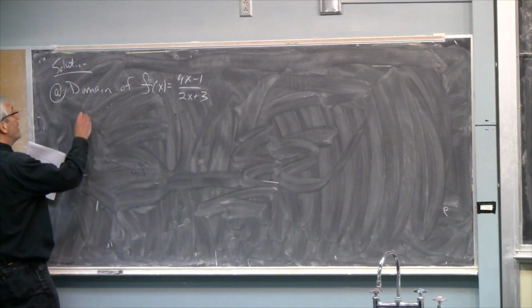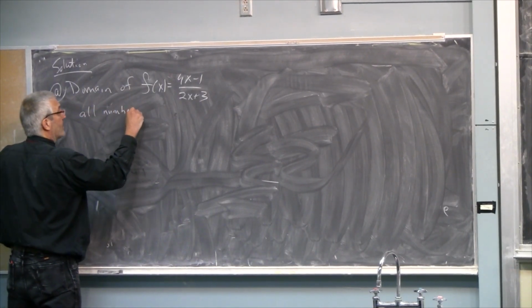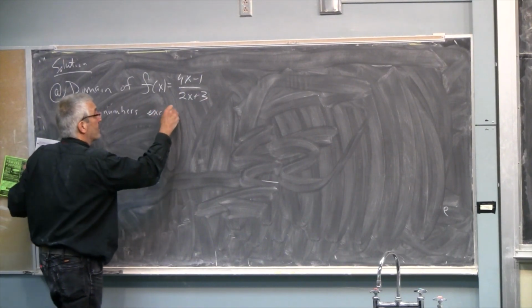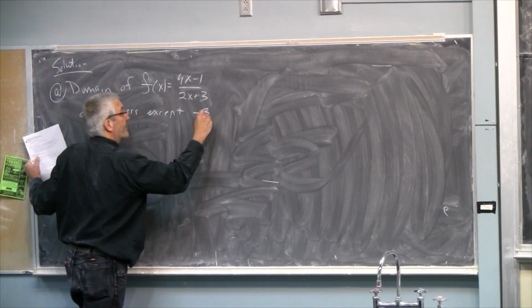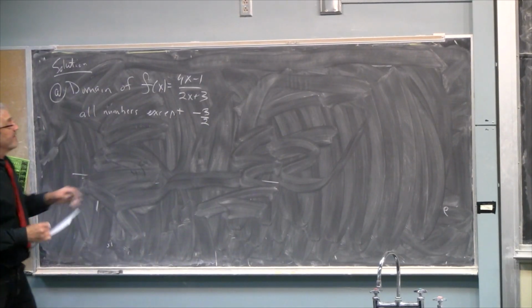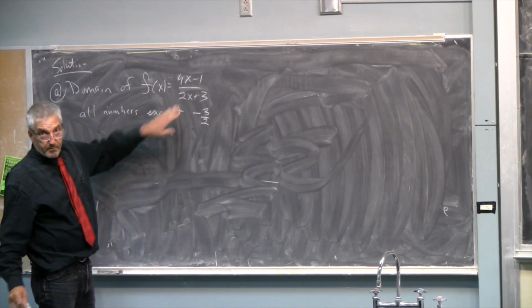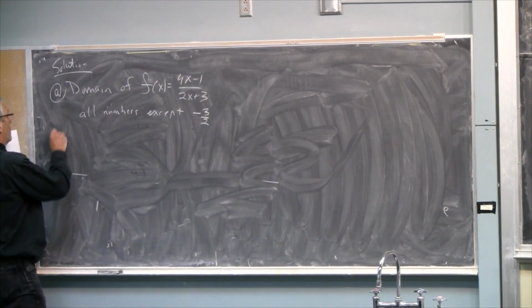So the domain is all numbers except -3/2. See, if you plug in x equals -3/2, I'd get 0 on the bottom. What's the range?